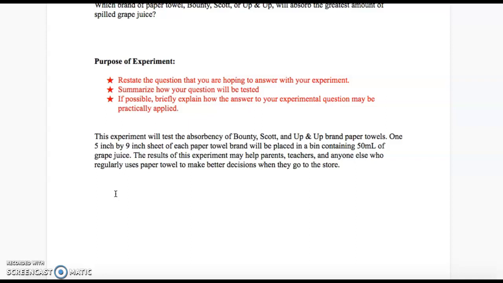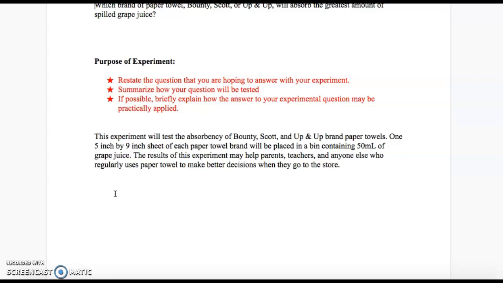I'm going to use one 5-inch by 9-inch sheet of each paper towel brand, and I'm going to place those sheets into a bin containing 50 milliliters of grape juice. So it's not just what I'm using, but it's how much I'm using, it's how I'm containing the grape juice, it's how much grape juice there is. It's still only one sentence, but that sentence is crammed full of details.